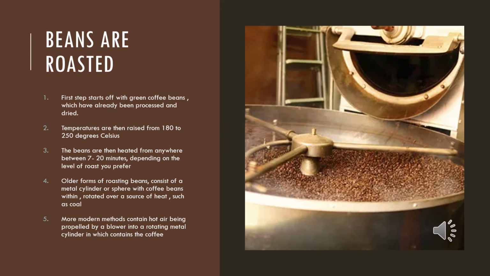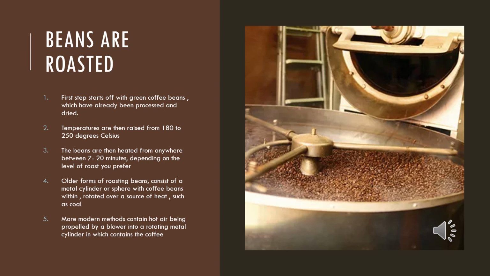In this step of the supply chain, coffee beans are then sent to facilities from processors to be roasted. As the coffee beans arrive, they have already been processed to a certain extent, which is needed for the roasting process to begin. The coffee beans are placed in as green beans, and the temperatures begin to rise from 180 degrees to 250 degrees Celsius, which the beans are then cooked from anywhere between 7 to 20 minutes, depending on the desired level of roast you require.